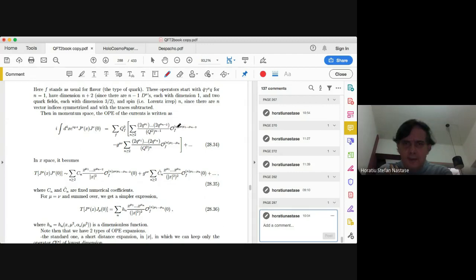2n-2, I get n. This is supposed to be n+2. Oh yeah, sorry, no, that is right. So the dimension of this is, yeah, 6 minus 4, 2. But then the dimension of this is 2 times 2. That doesn't seem right.